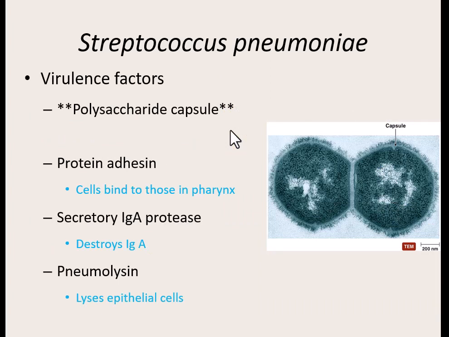So these are all virulence factors, so things that allow it to cause disease. One, it does have a capsule on it. So we've already talked about capsules this semester. Again, it allows that bacteria to hide from our immune system because it can't quite recognize it. It's also just harder for those white blood cells to ingest it. It's kind of slippery.